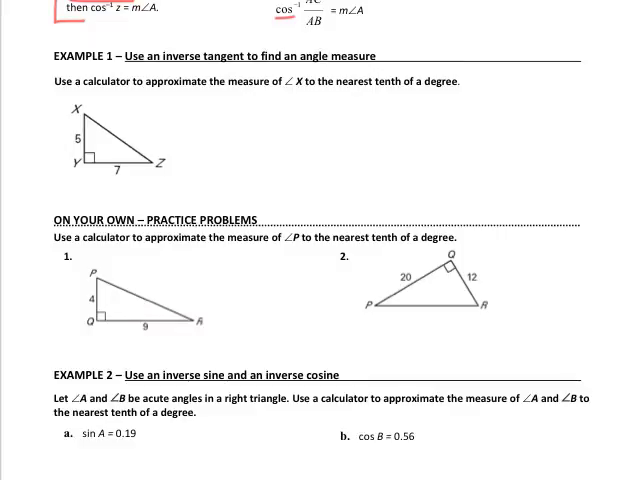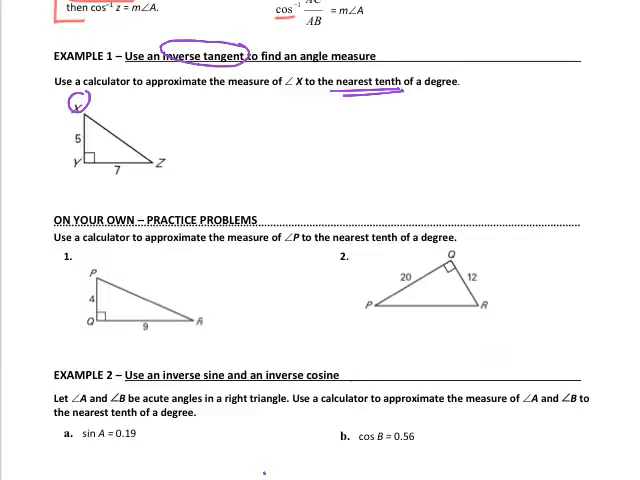Okay, so our first example says use an inverse tangent to find an angle measure. Use a calculator to approximate the measure of angle x to the nearest tenth of a degree. Tenth is just one decimal place. So we're looking for angle x. We do not know what angle x is. That's what we're looking for. And because we know that we're supposed to use tangent, we will.